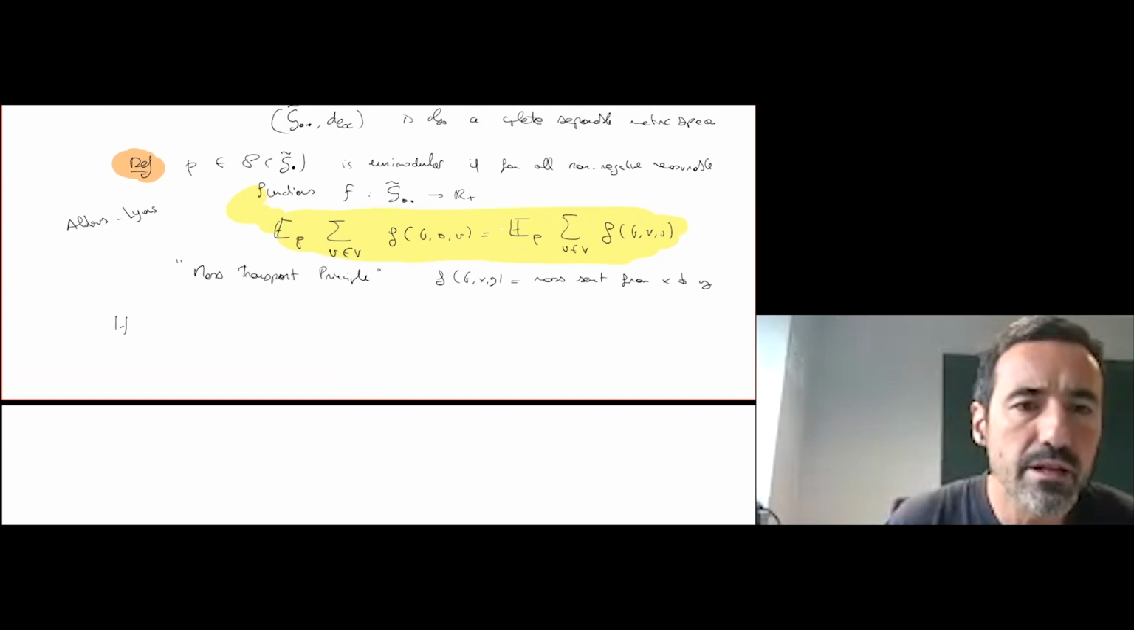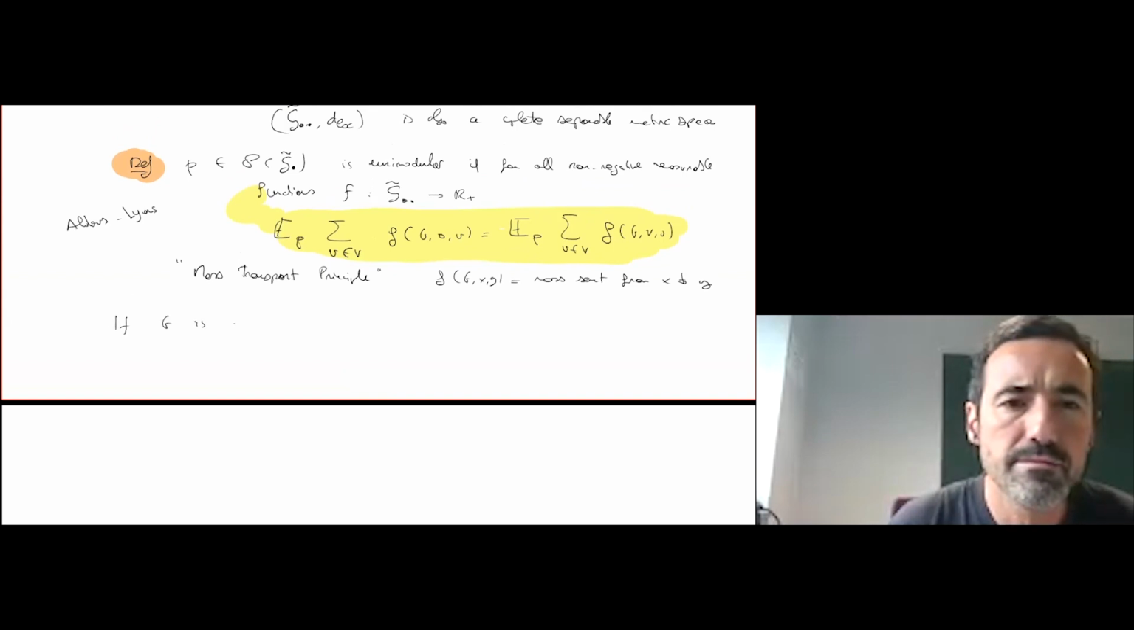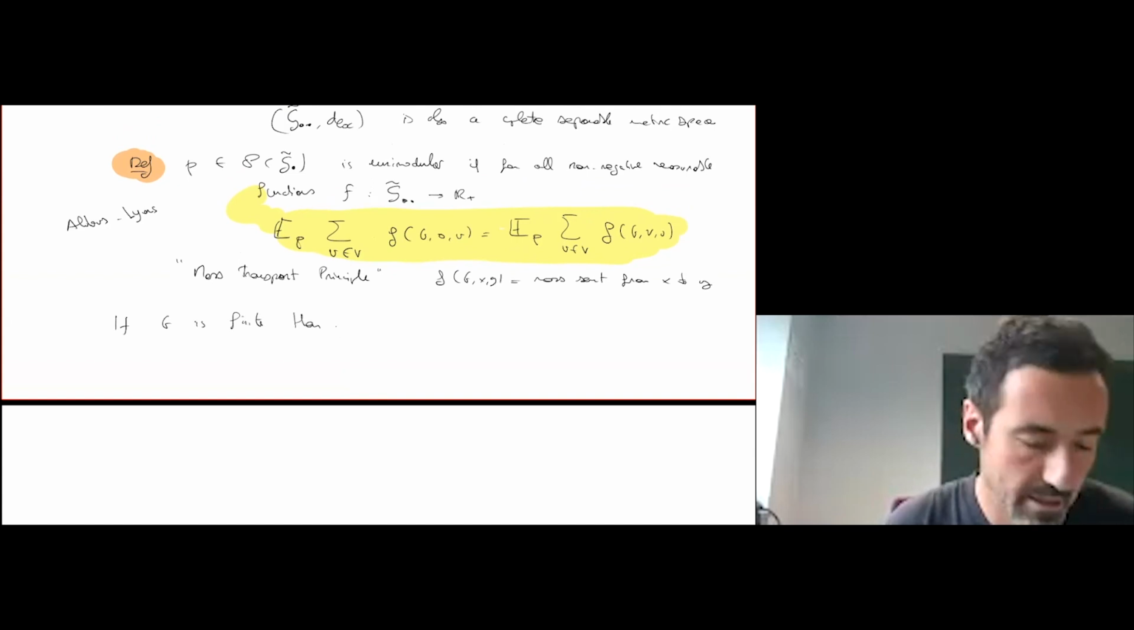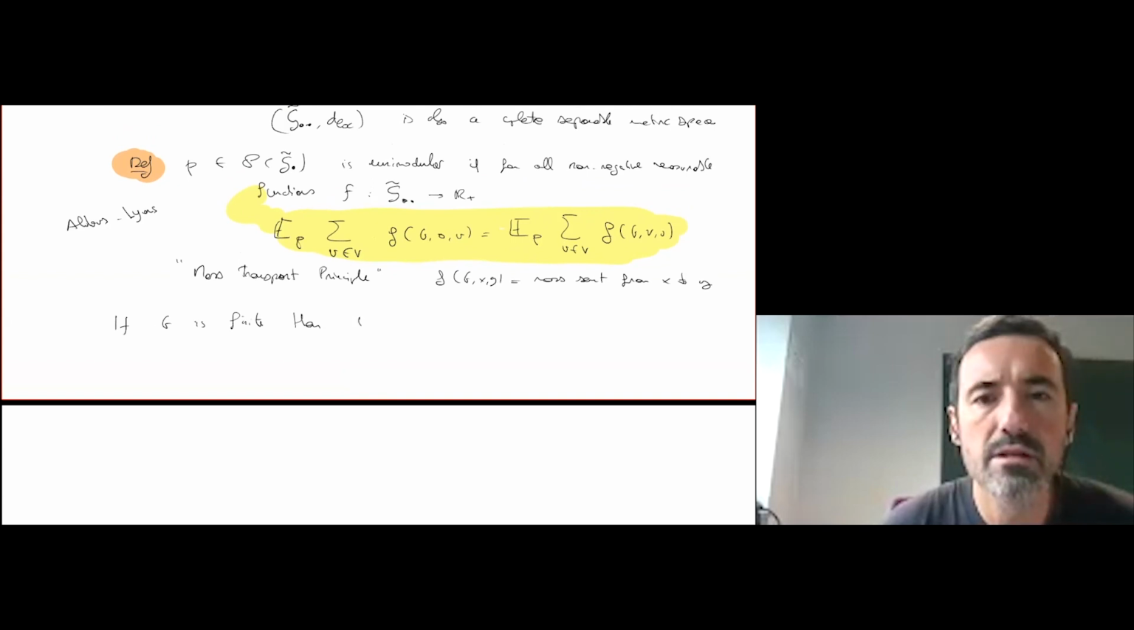And if G is finite, then U of G is unimodular.